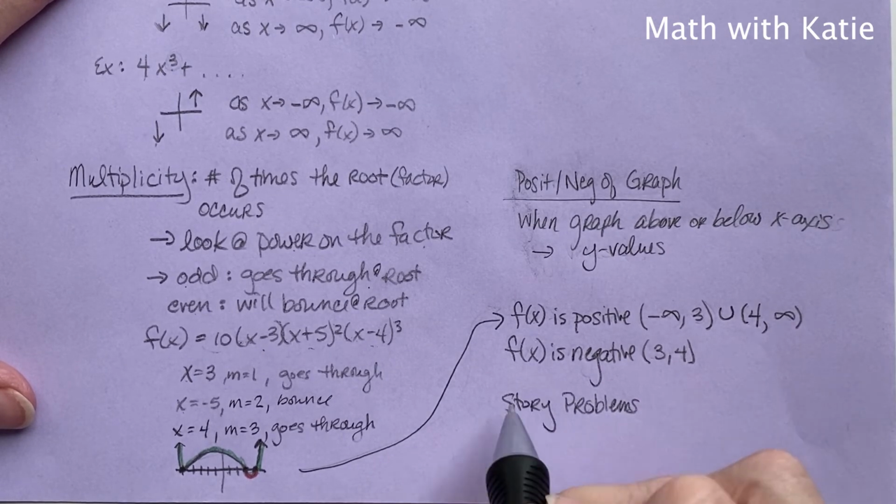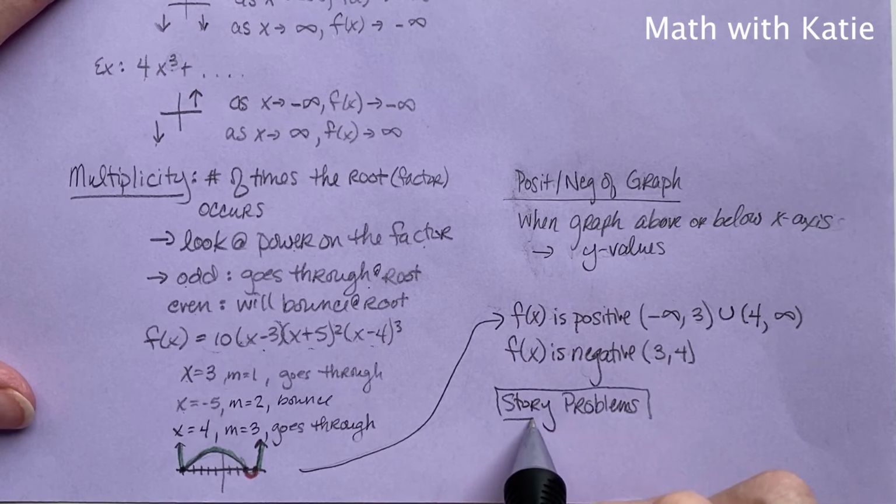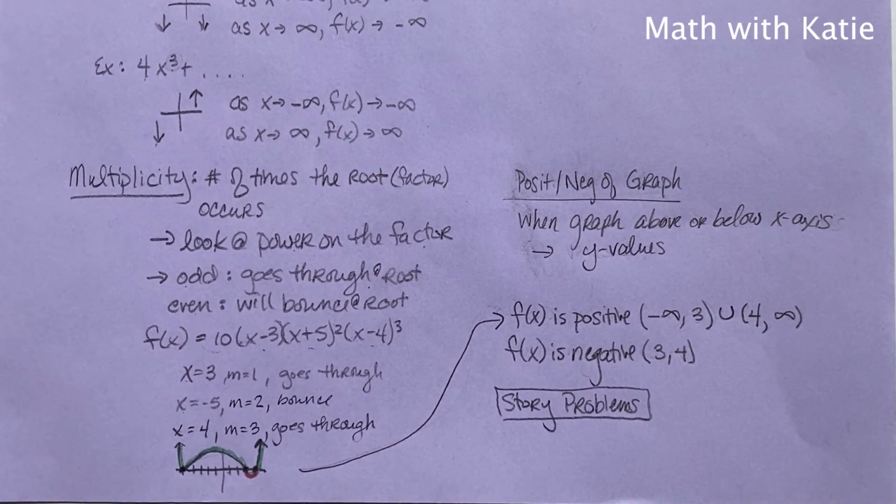Now, the story problems I'm talking about are when they give you a big polynomial, okay? And they're gonna ask you a question like, when does the store turn a profit? At what time does the apple hit the ground? You know, something like that.